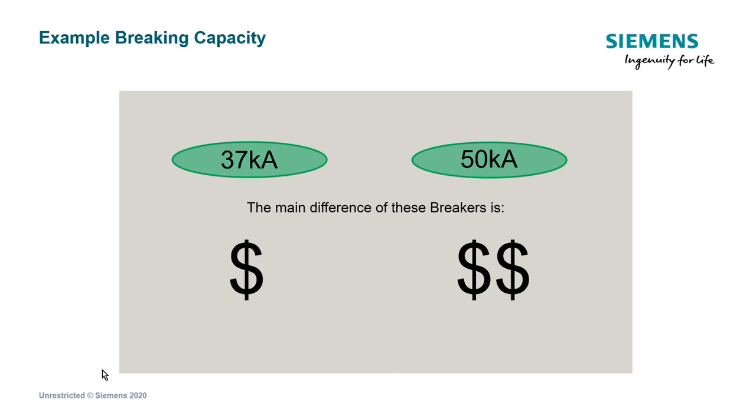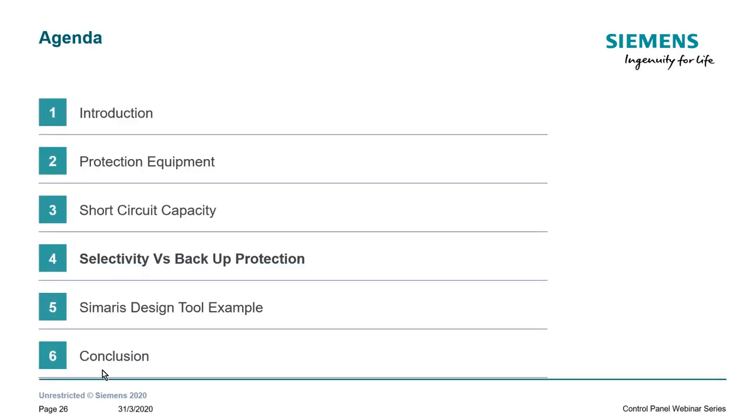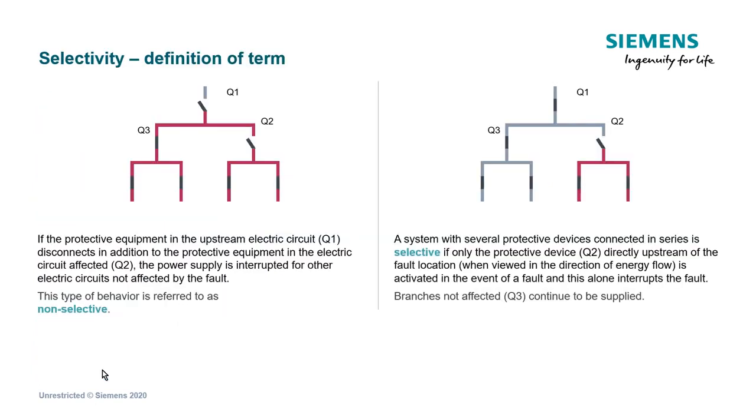The real difference, in all the markets I have seen, is the price. Why would you use a 50 kiloamp breaker when you can use a 37 kiloamp for the same solution? This will only make your solution expensive. So this is one of the key things we need to understand: devices with higher short circuit capacity will most often be more expensive and make our design or solution expensive to the customer.